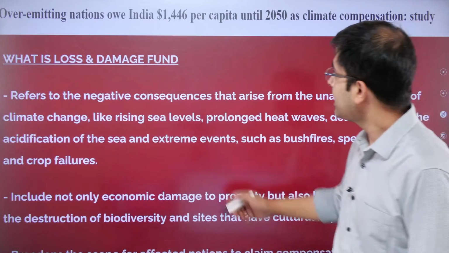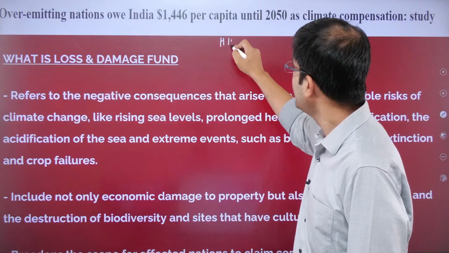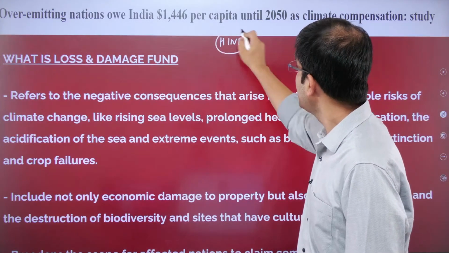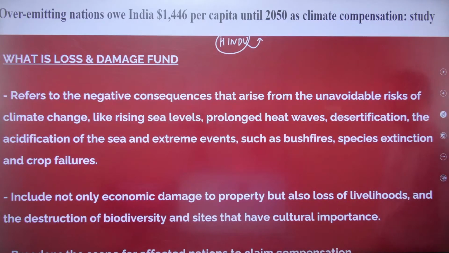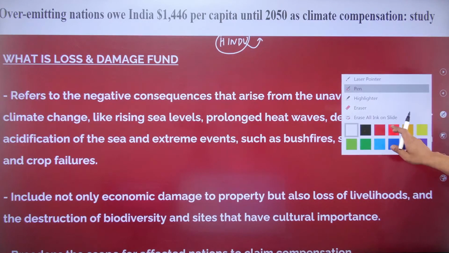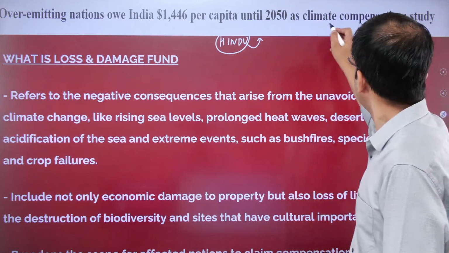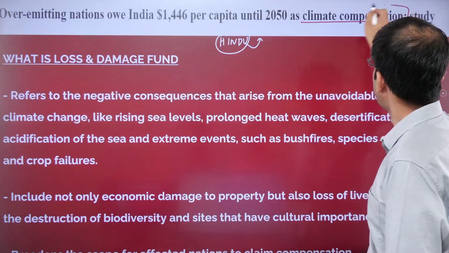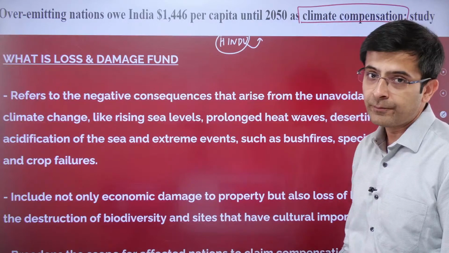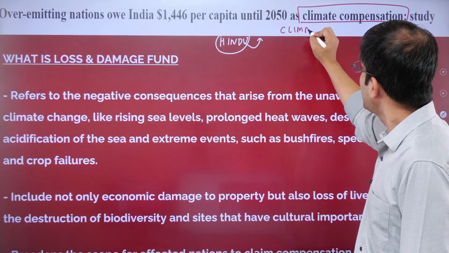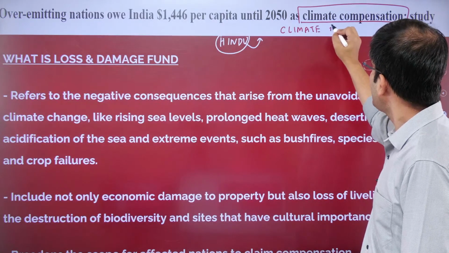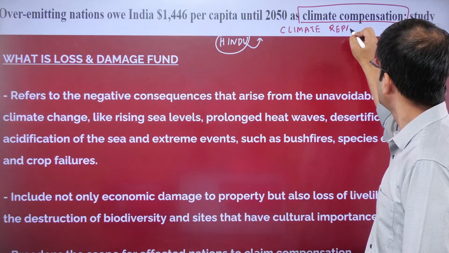The article that I have for you is from The Hindu. The Hindu's article: Over-emitting nations owe India close to $1,500 per capita until 2050 as climate compensation. Now please understand this. Firstly, one concept that we're understanding here is climate compensation, which can also be understood as something called climate reparations.